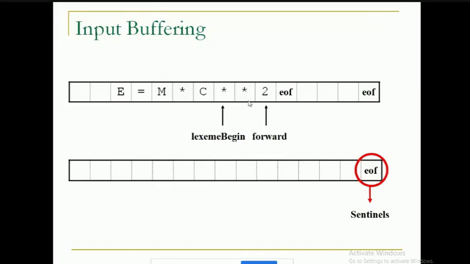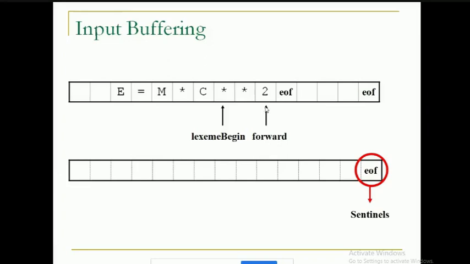By the time it reads the first star and again points to another star, the double star is there, so it is not necessarily a multiplication operator. You have to take it as an exponentiation operator. But when it comes to 2, it will know this is a separate lexeme. So lexeme begin will move to this position. That tells us the double star is one lexeme that has been processed and categorized as the exponentiation operator. Now the lexeme begin will point to 2.